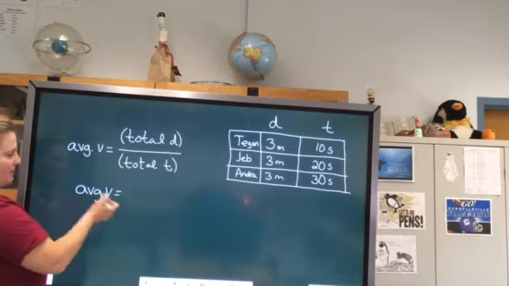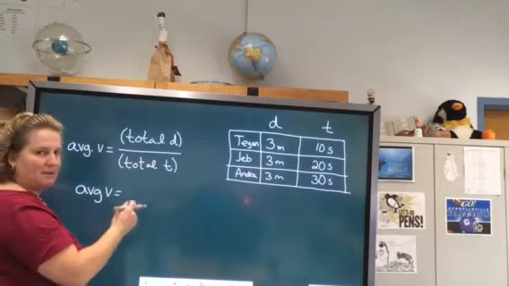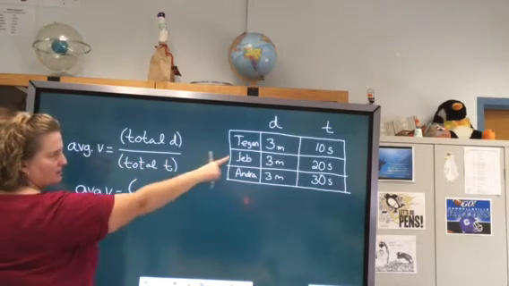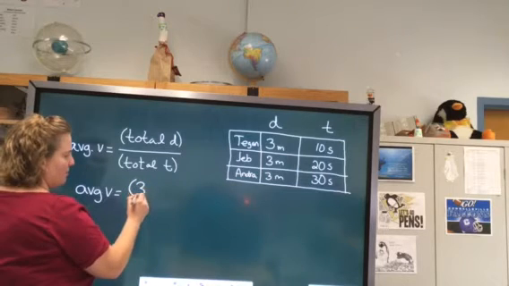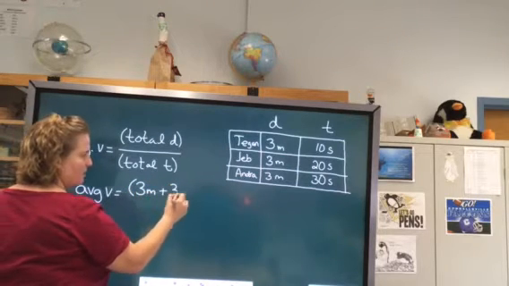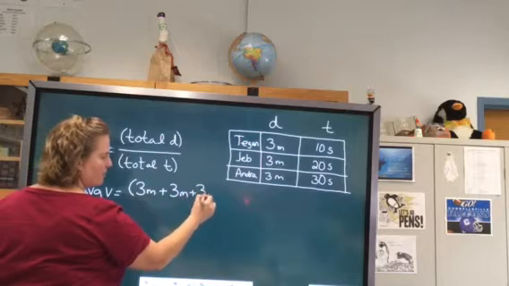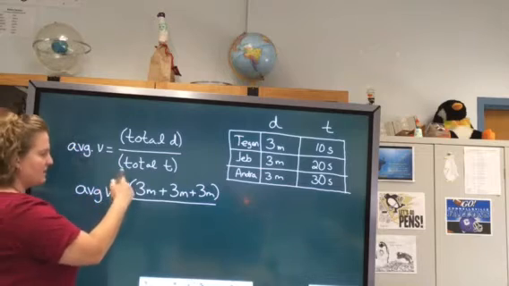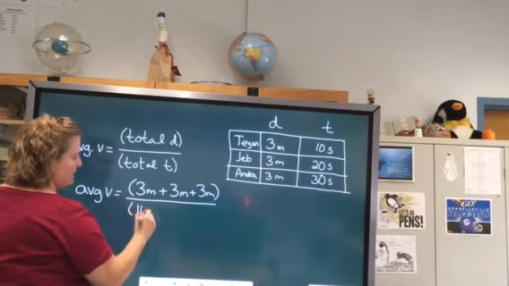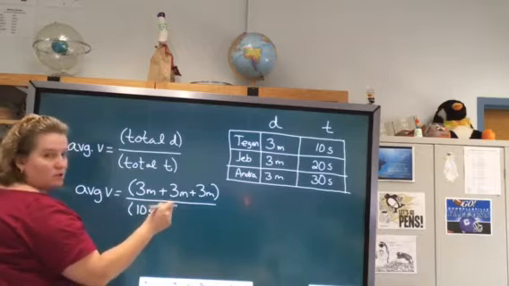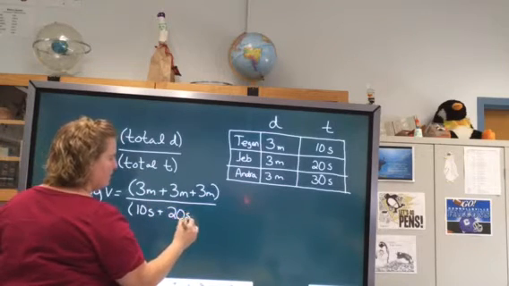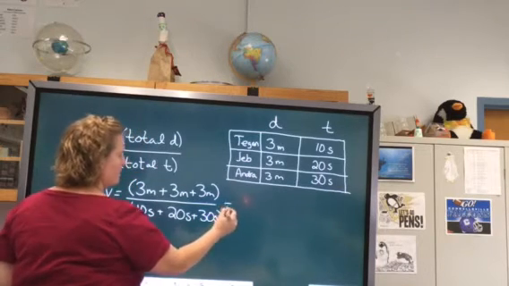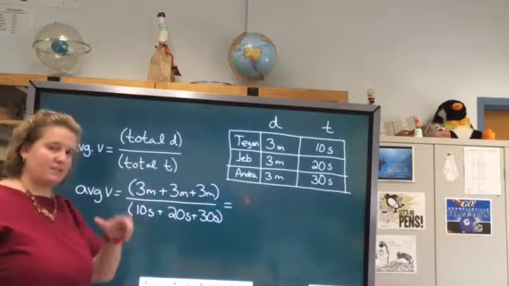Okay, so in our first step, we're going to write our average speed formula down. Next step is to show those distances, how we would be plugging those in. On top, just go over to our table there. We see 3 meters for Tiggin plus 3 meters for Jeb plus 3 meters for Andre. It's going to be divided by their total times. So for Tiggin, it was 10 seconds plus 20 seconds plus 30 seconds. All right, so that's your first step of work.